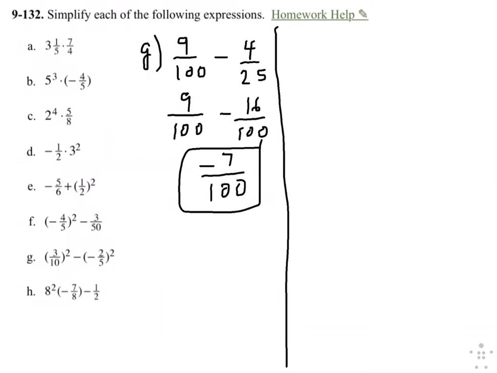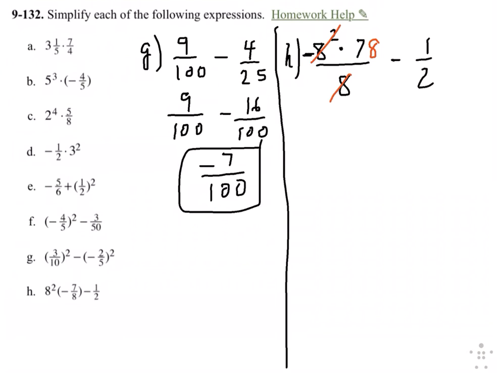And the last one, H. Let's see if we can fit it here. I think we can. H, we have 8 squared, which is 64. Oh, let's leave it as 8 squared. They're subtracting. Okay, so it's 8 squared times 7 over 8. And that's negative 7/8, minus 1/2. So we can cancel first. This 8 squared and the 8 leaves an 8 in the numerator. So we could do that to save a little work.